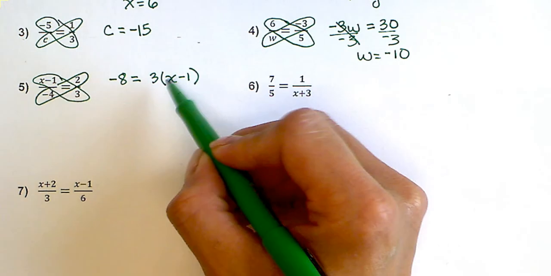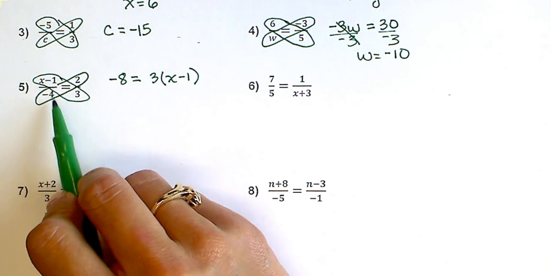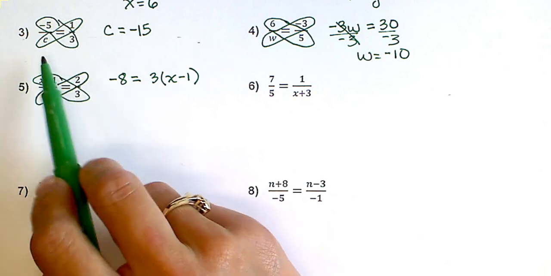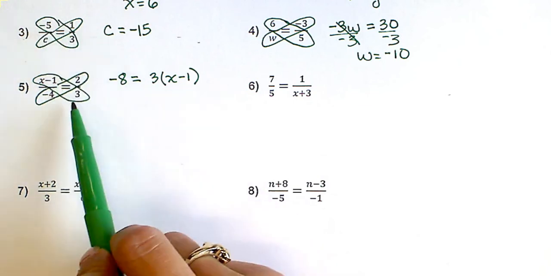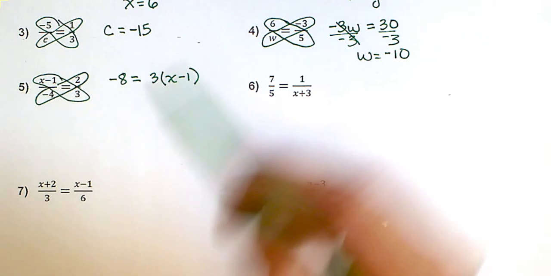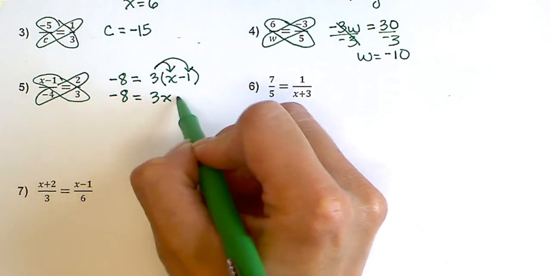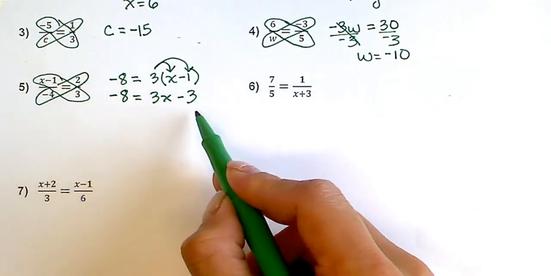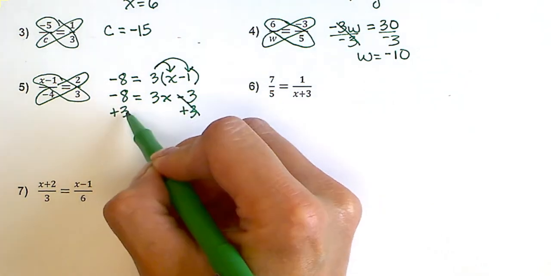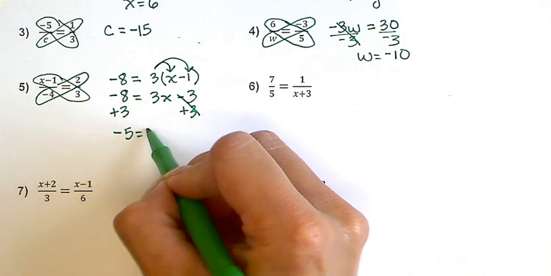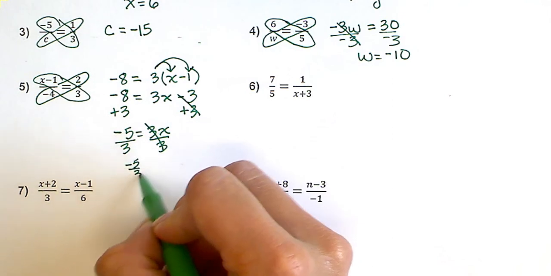So you must use the distributive property when you have more than one item in the numerator or denominator of a cross product. So if you look at number 3, we only had one item in both parts. If you have 2, you have to set up parentheses. So now we're going to distribute to solve, and we get -8 equals 3x minus 3, and now you have a two-step equation. We will now add 3 to both sides. Be careful. -8 plus 3 is -5 equals 3x, and then we're going to divide by 3, and our final answer is -5/3 equals x.